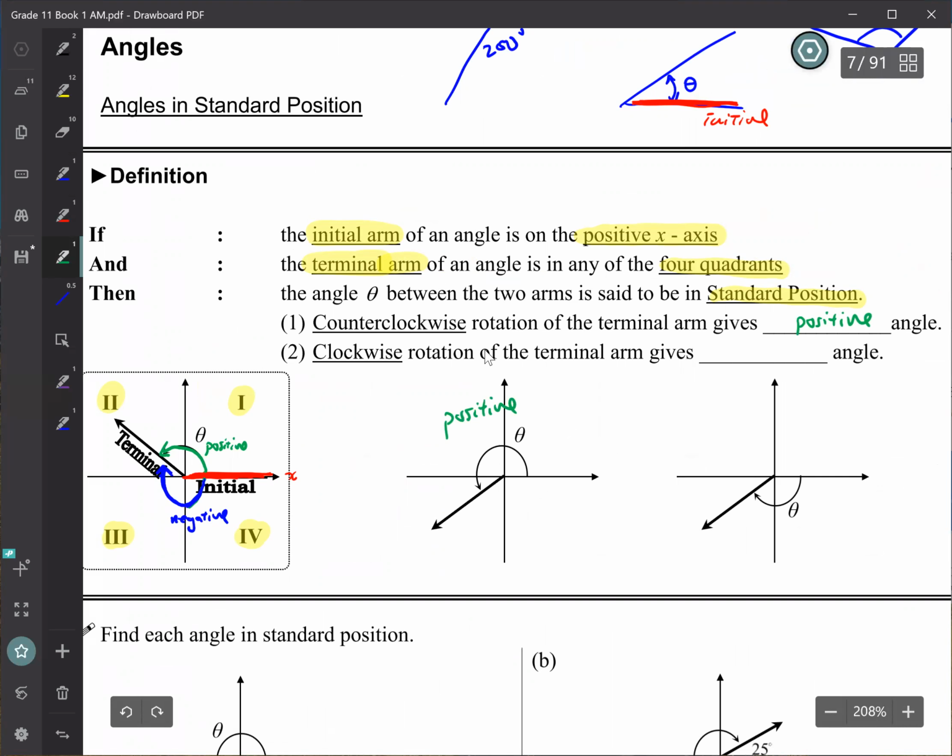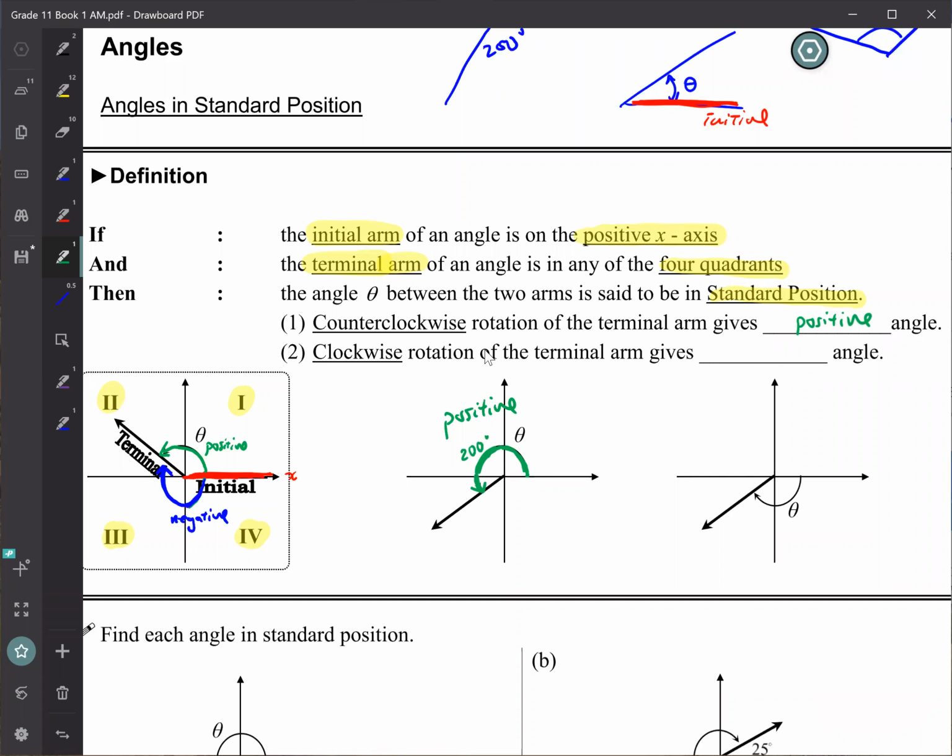For example, this angle could be the 200 degrees, all the way. If you forgot, I'll go slowly. Up to here is 90 degrees. Another 90 will be 180. Half a circle is 180, and then 20 more. So that would be 200 degrees.